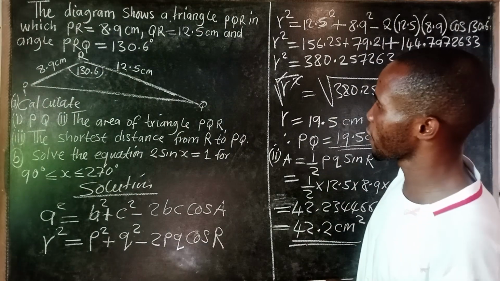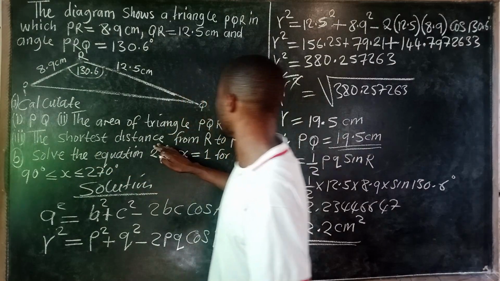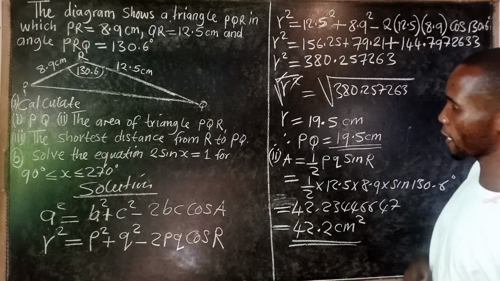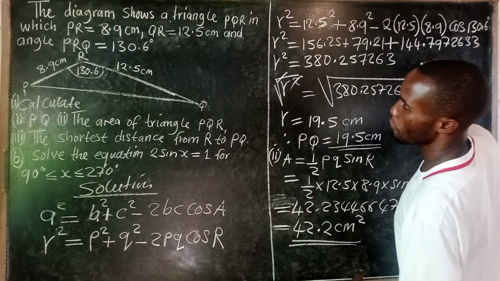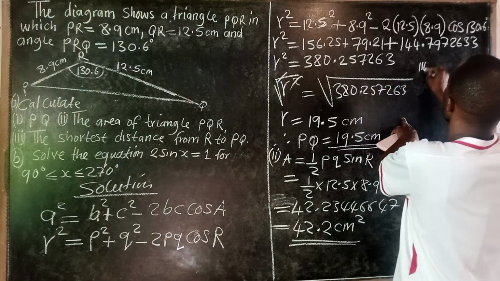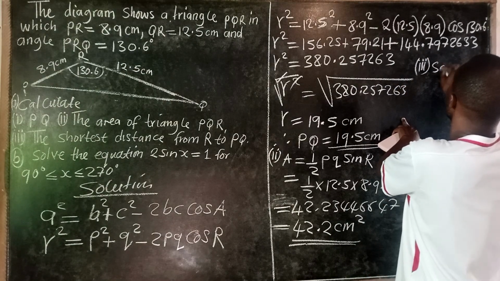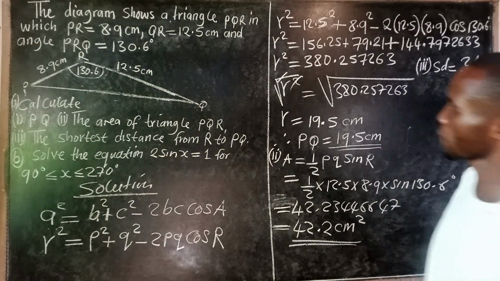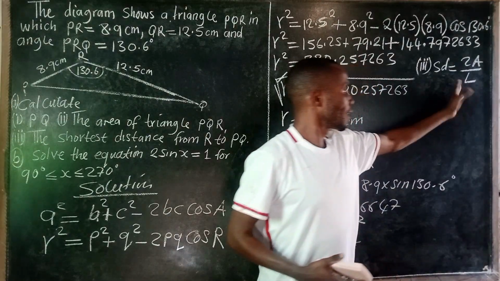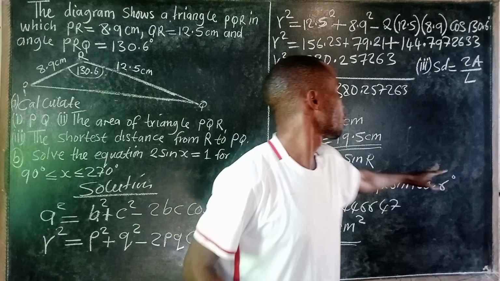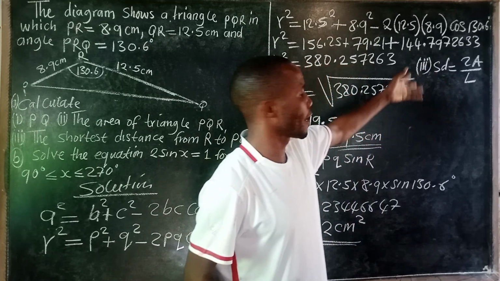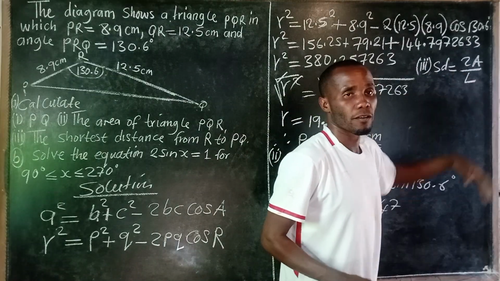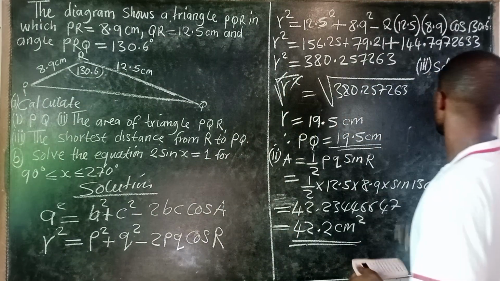Then we go to question 3, which is the shortest distance from R to PQ. So this one we can answer from this part. Shortest distance is equals to 2 area over length. Okay, so that is the formula. For this formula, they don't give it on the cover page. You won't find it, so you just have to know it. You can either use the other one for height or this one, just one and the same. So 2A over L. That is the formula for shortest distance.